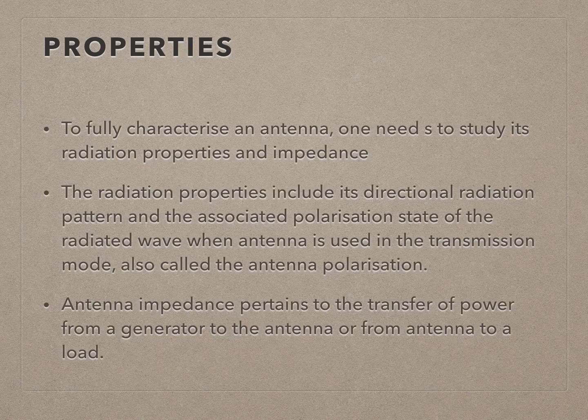Properties. To fully characterize an antenna, one needs to study its radiation properties and impedance properties. The radiation properties include its directional radiation pattern and the associated polarization state of the radiated wave when the antenna is used in the transmission mode, also called the antenna polarization. Antenna impedance pertains to the transfer of power from a generator to the antenna or from the antenna to a load.